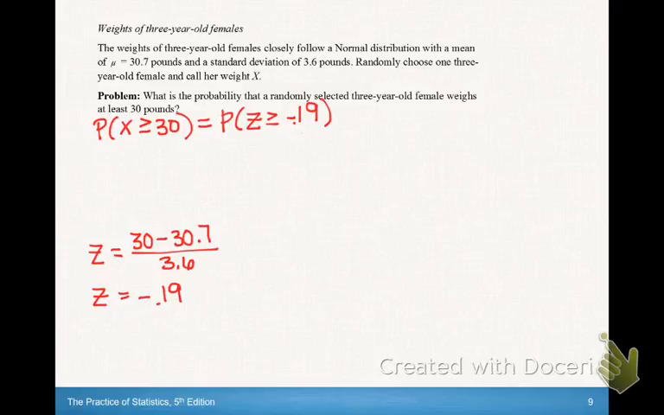So we can either use the table in the back of our book, or we can use our calculator and do normal CDF. Our lower is negative 0.19. Our upper we can put in 1,000. The mean is 0 and the standard deviation is 1. So we get 0.575. So that means the probability that a randomly selected 3-year-old female is at least 30 pounds would be about 57.5%.